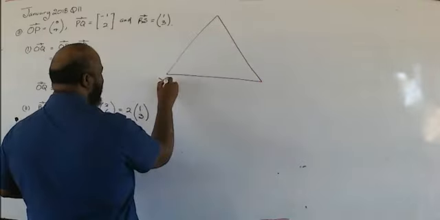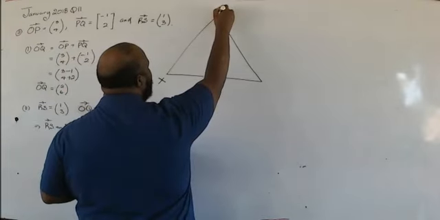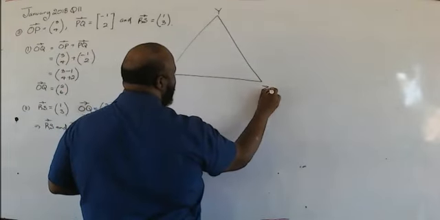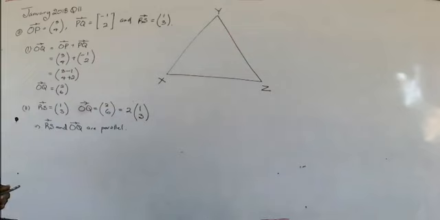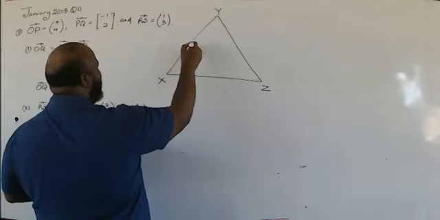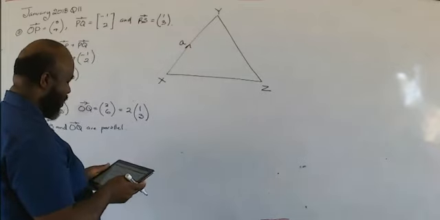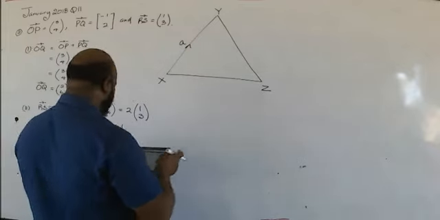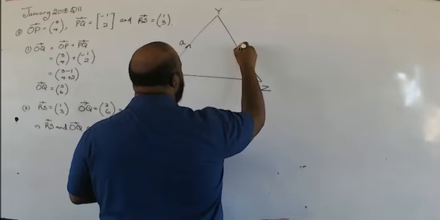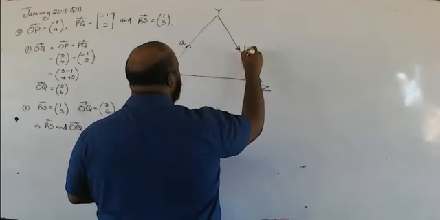My triangle is X, Y, and Z. XYZ is a triangle such that XY is the vector little a, and YZ is the vector little b.